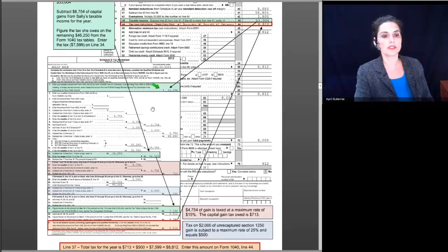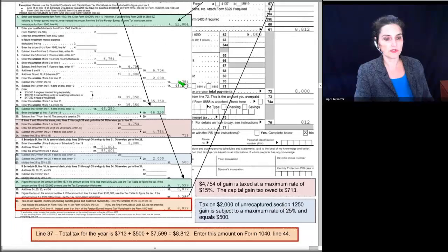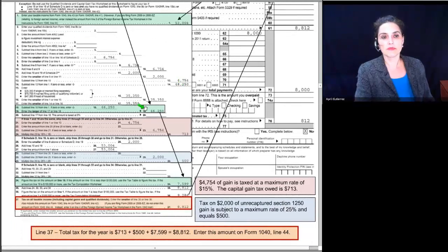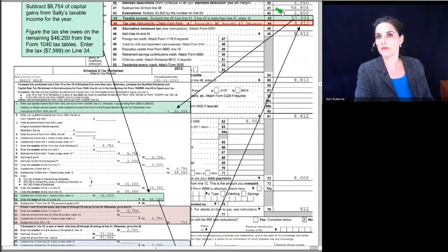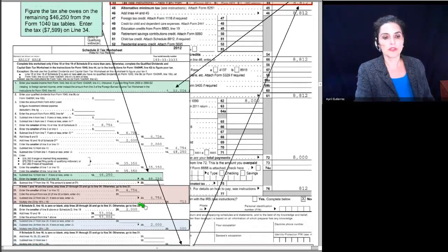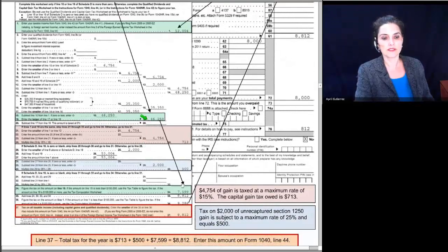We then use the worksheet to figure out what portion of the taxable income is attributable to capital gains. And that amount is $6,754. So we subtract the $6,754 out to figure out what her income is without the capital gain income. And that's $46,250. And the next step is to actually go to the tax tables. And let me just zoom in a little, maybe it'll be easier for you to read. The next step would be to go to the tax tables and look up the tax on $46,250, instead of using the tax tables to look up the tax on $53,004. When you look up the tax in the tax tables on $46,250, you get $7,599.